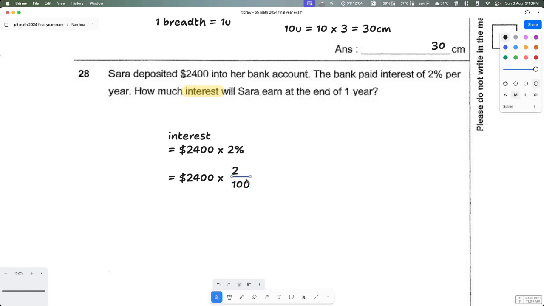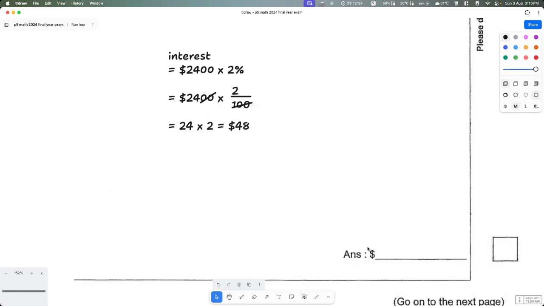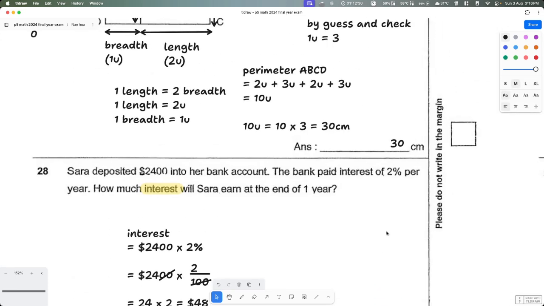In this case, it will look something like this. We cancel out the 100 and the double zeros as well. This means it's 24 times 2, which is equal to $48. All right, so that's the answer, 48. Let's move on to the next question.